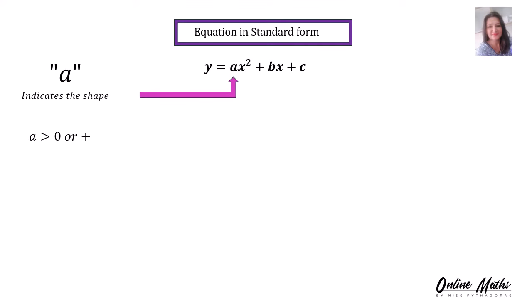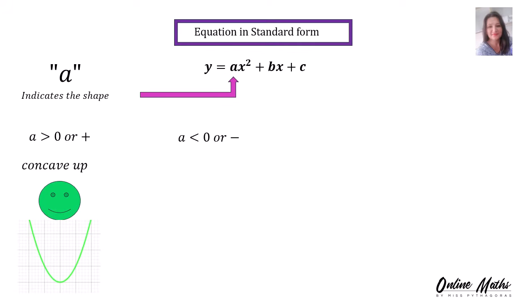When a is greater than 0 or positive, we say your graph is concave up, and then you will have a smiley parabola. When a is smaller than 0 or negative, we say your graph is concave down, and then there's a crying or a sad-faced parabola.